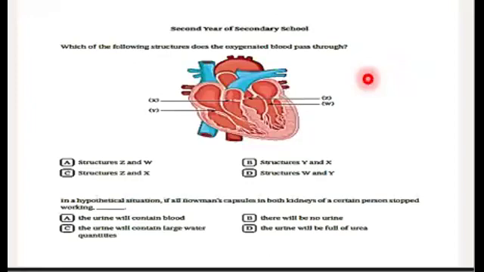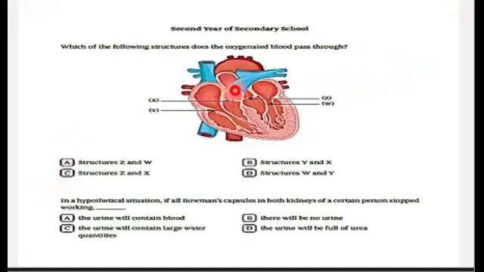The next question: which of the following structures does the oxygenated blood pass through? A, structures Z and W. B, structures Y and X. C, structures Z and X. D, structures W and Y.